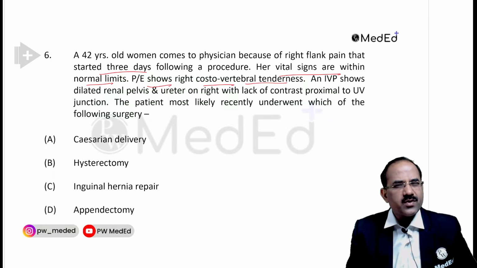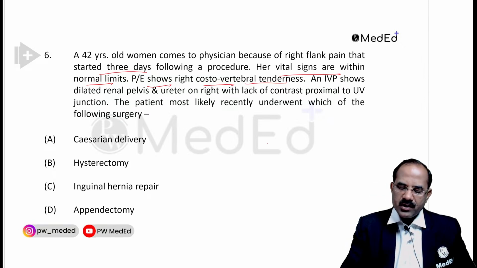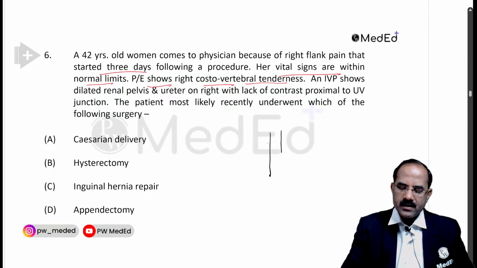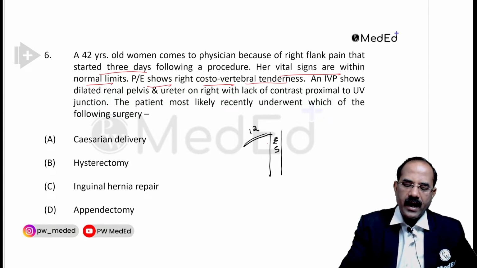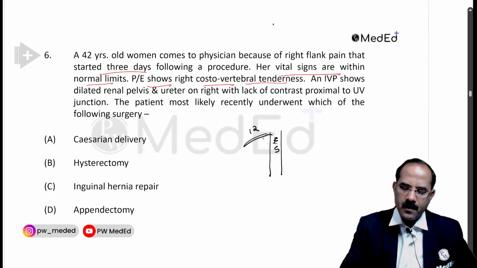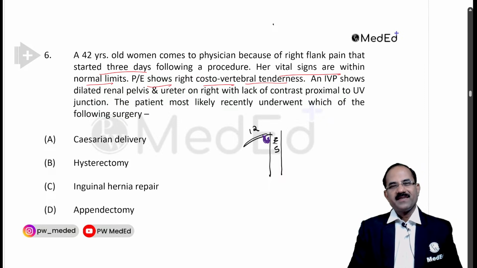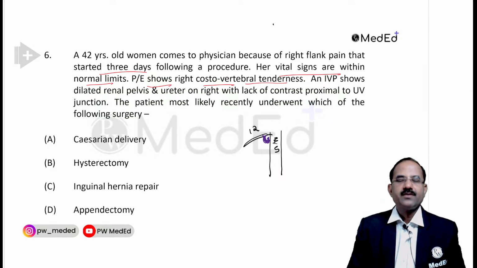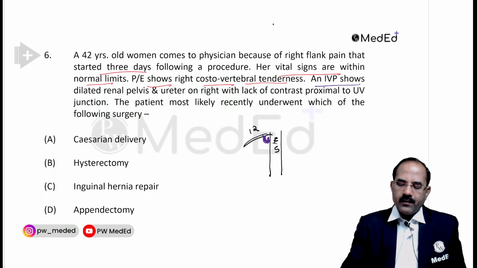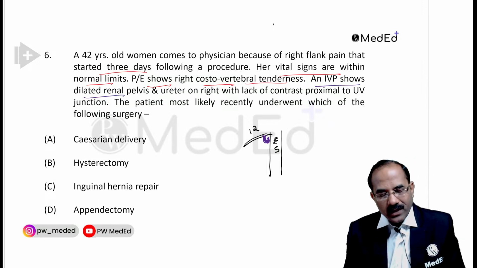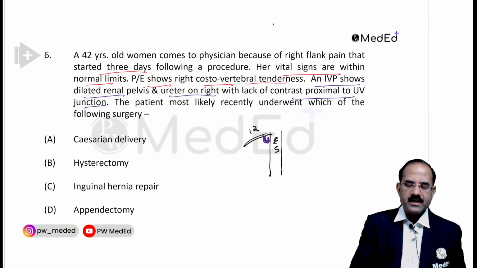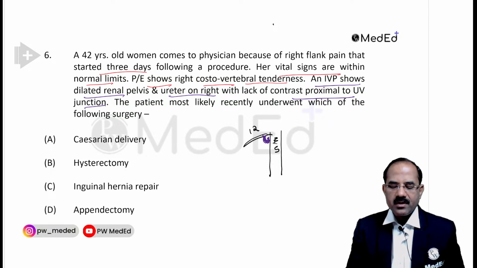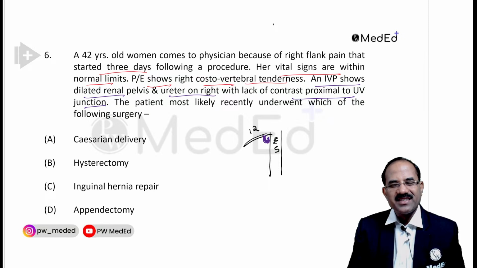Costovertebral tenderness. What is the costovertebral angle, students? It's the junction of the erector spinae muscle and the 12th rib. What is this angle known as? That's the costovertebral angle, and the lower pole of the kidney lies here. So there's a tenderness there. An IVP shows a dilated renal pelvis and ureter with lack of contrast proximal to the ureterovesical junction. The patient most likely underwent which of the following surgeries? Any guesses?